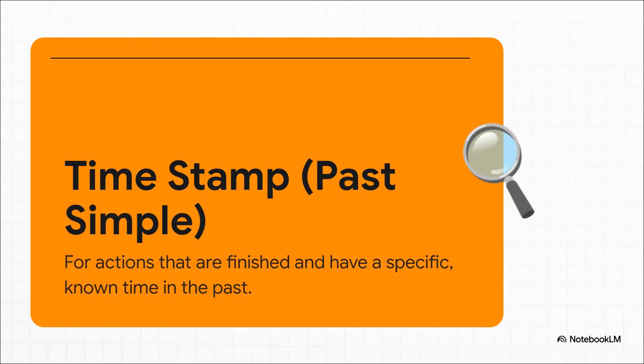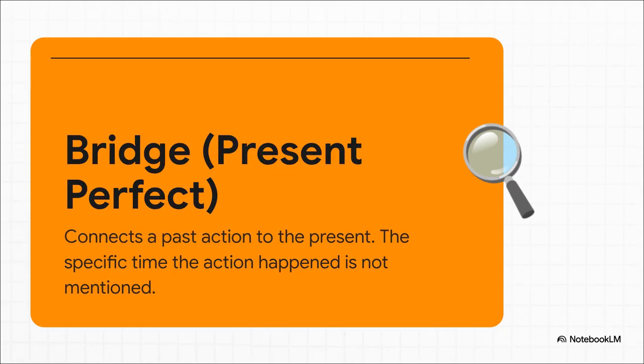Let's look a little closer at the timestamp. You're going to grab this tool when an action is completely finished. It's over. It's done with. And this is the key part, we know when it happened. The time is specific. It's stamped. And now for the bridge. You use the present perfect when you want to talk about a past action that has a result or some kind of connection to right now. With the bridge, the specific time it happened, we either don't know or we just don't care. It's totally irrelevant. All that matters is the connection to the present.